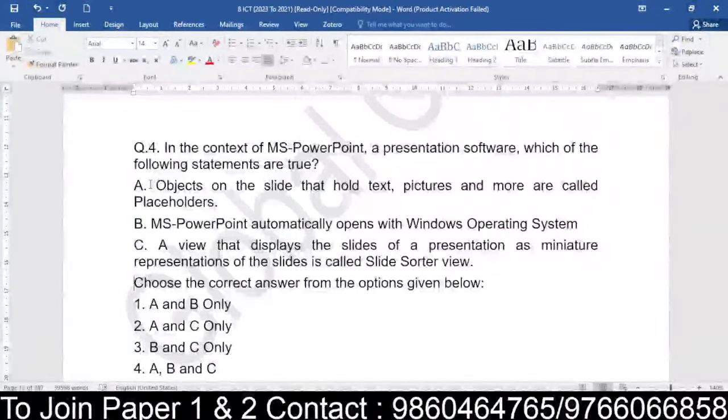With respect to the given question, it talks about objects on the slide that hold text, pictures and more being called placeholders. You need to answer whether they are known as placeholders or not. So yes, they are called placeholders. Does MS PowerPoint automatically open up? Definitely not. A view that helps you to give the presentation is called slide sorter view. So option number A and C stand to be correct, right?